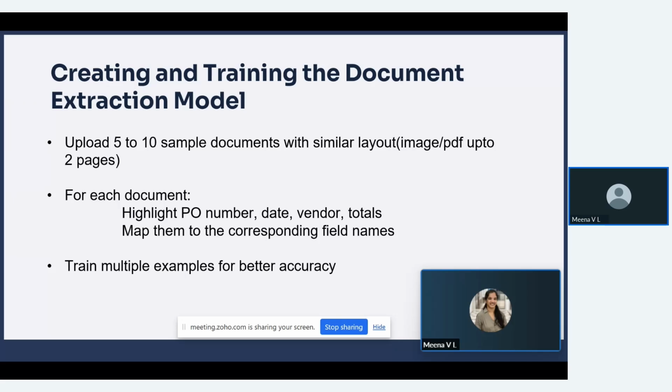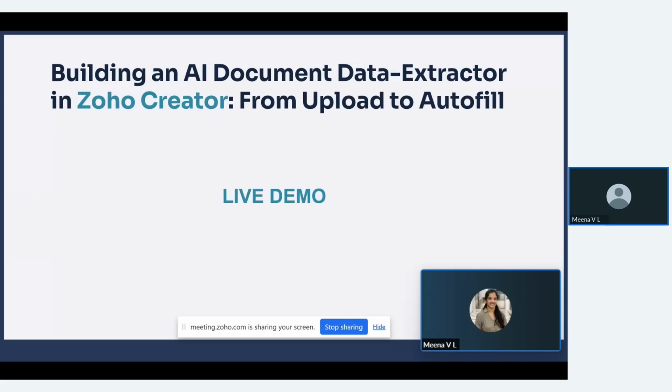In Creator, we are going to save the information that you extract from the document into a field. So we need to map the fields from the document to the fields in Zoho Creator, so that they get mapped and you can see the respective values populate. And then finally, we are going to train with different such documents for better accuracy. So let's get into the live demo.